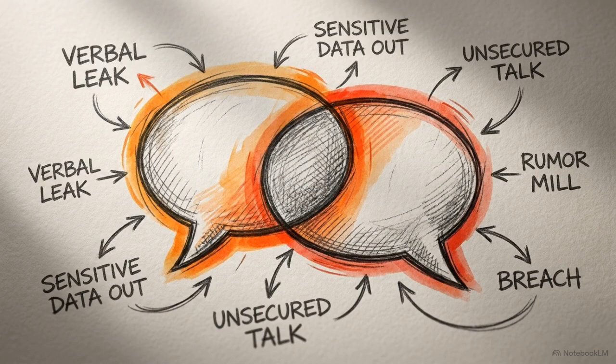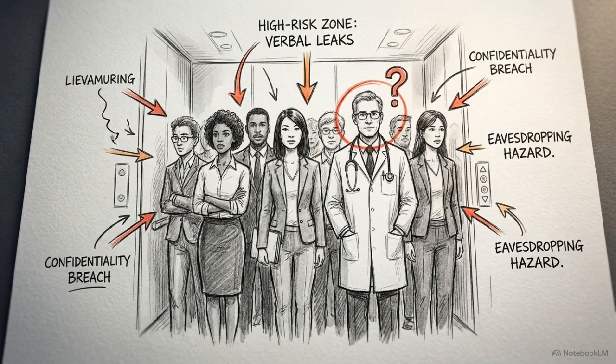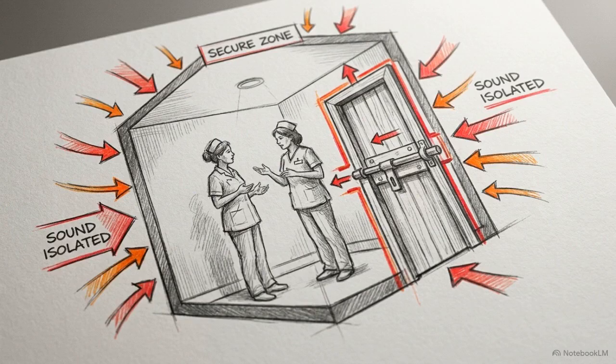Step 2 involves managing casual conversations. Verbal leaks represent the highest risk factor for accidental disclosures. You must never discuss diagnoses or patient details at a normal volume in public spaces. That includes elevators, hallways, and cafeterias. If someone else can overhear your clinical conversation, you need to lower your voice or move to a private area.